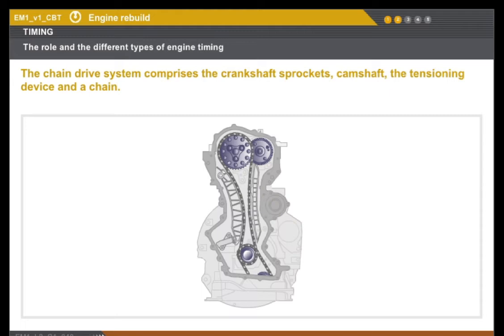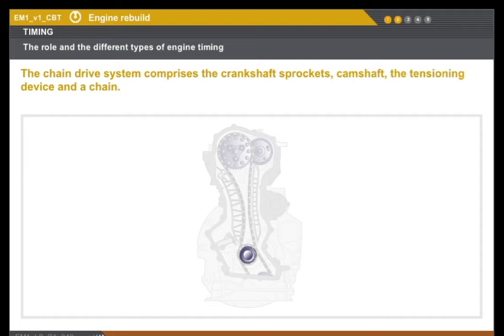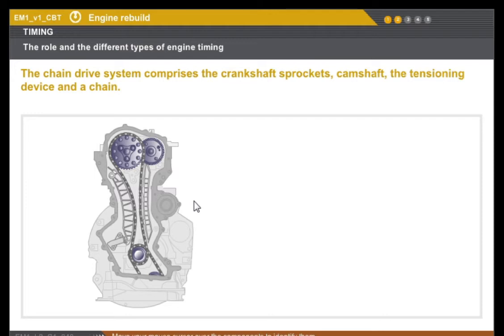Now let's take a look at the chain drive. The timing principally comprises the crankshaft sprocket, the camshaft sprocket, the chain tensioning device, a chain. Certain engines are equipped with a self-adjusting sprocket to drive the second camshaft. Move your mouse over the components to identify them.